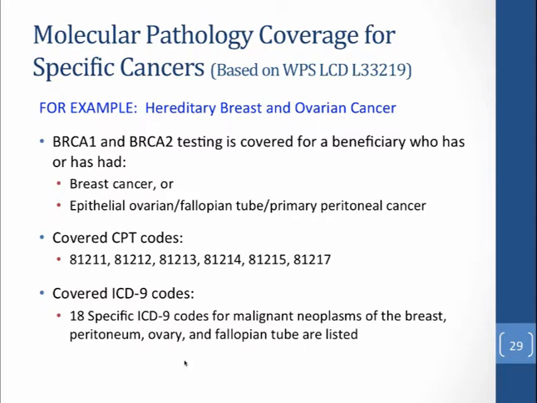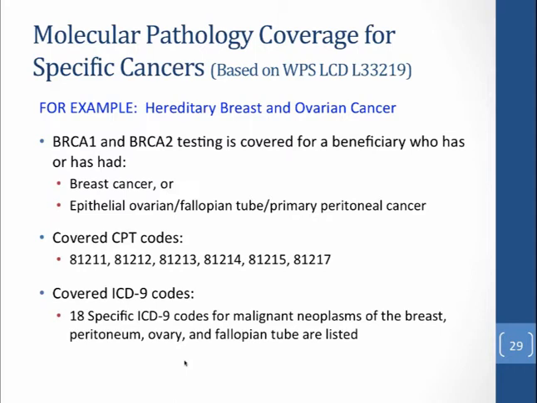Typically, these policies are written paragraph by paragraph, you might say, for specific cancers. So in this particular policy, these are the different cancers that are addressed in the policy. And as an example, for the hereditary breast and ovarian, it says they will cover BRCA1 and 2, who has had breast cancer, or ovarian and fallopian tube peritoneal cancers. They give you specific CPT codes. Those are the BRCA gene codes, essentially, that are covered.